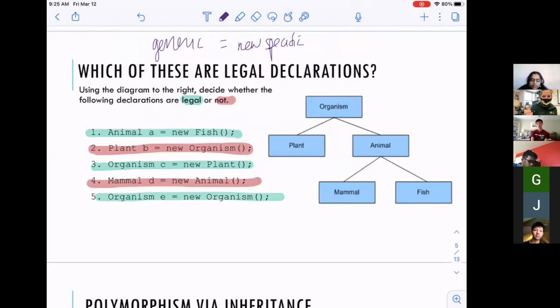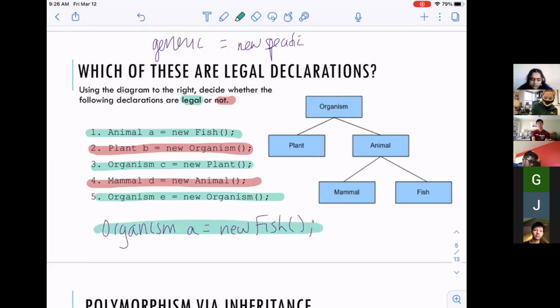Now, the question that was asked in the chat, could we do organism A equals new fish? Great question. All right, so what do you guys think? Can we do that? We can, because a fish is an organism. It's just a really specific one. So yes, we can totally do this.